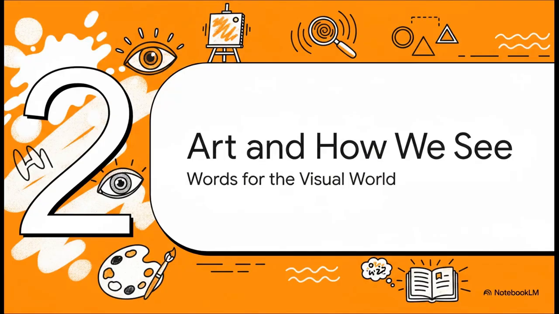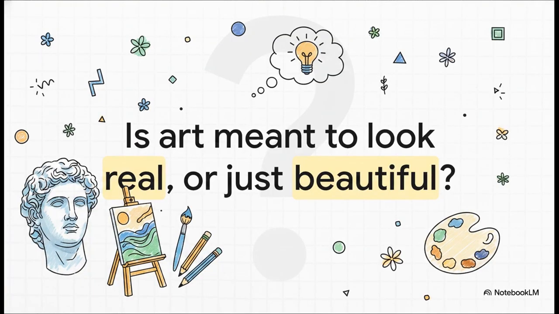Okay, let's switch gears a little bit. We've been talking about these big, heady ideas. Now let's bring it down to the visual world. We're going to see how some of these words help us talk about and understand what we see, especially when we're looking at art. So, here's a classic question for you. Is art supposed to look real or just beautiful? I mean, people have been arguing about this for centuries, and it's the perfect way to frame our next couple of words. It really gets to the core of what an artist is even trying to do.